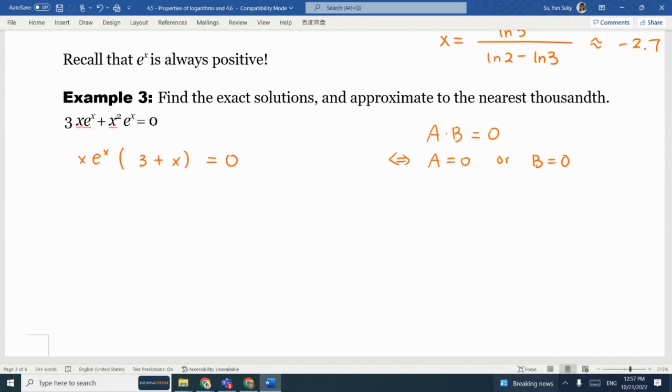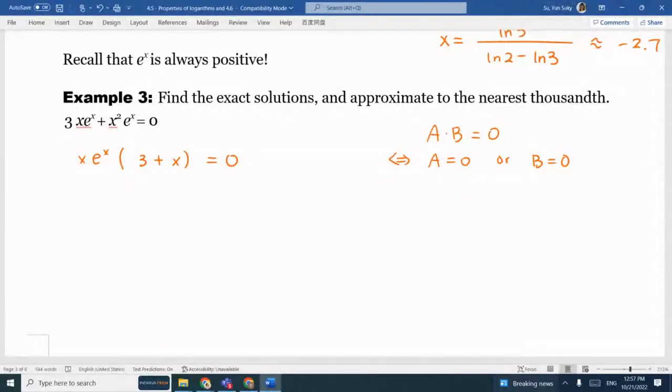Therefore, when you have a product of different factors equal to 0, set each factor equal to 0. Look at this factor, x. We set x equal to 0. Next factor, e to the x, we set equal to 0. And the third factor, 3 plus x, we set equal to 0.